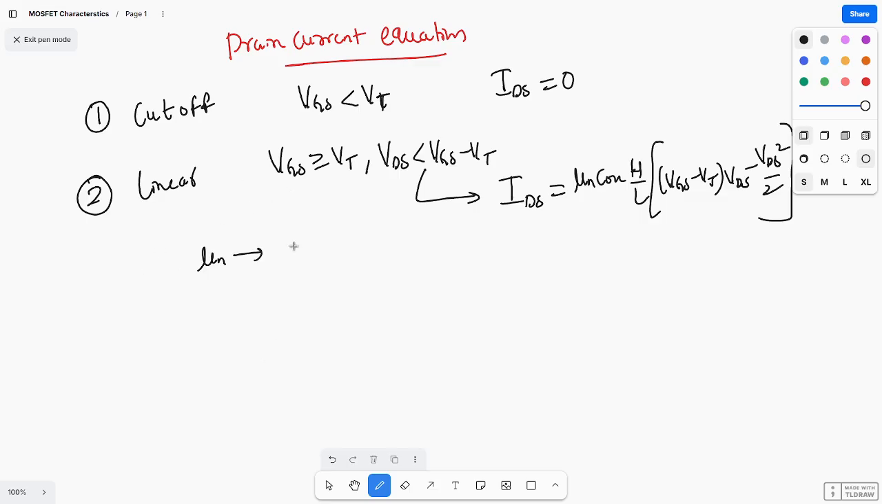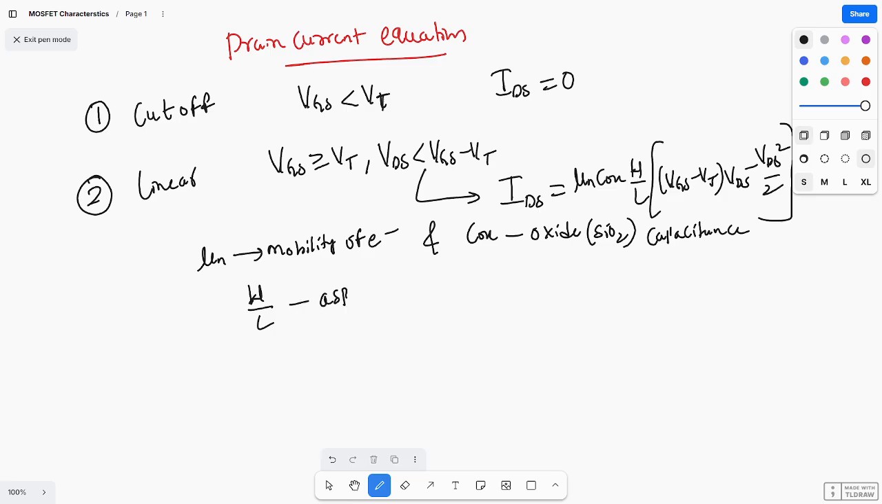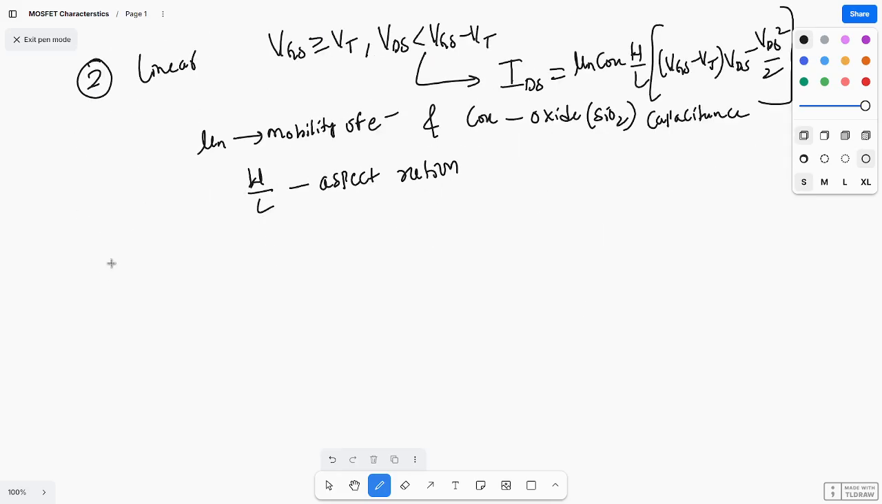mobility of charge carriers, the mobility of electrons, and COX is nothing but the oxide capacitance. You have the SiO2 layer, no? Oxide capacitance, that is SiO2, silicon dioxide. Next you have W by L, which is the aspect ratio. I think the remaining you know. VGS is the gate to source voltage, the input voltage, VT is the threshold voltage, and VDS is the drain to source voltage, that is the output voltage. This is about the linear region.